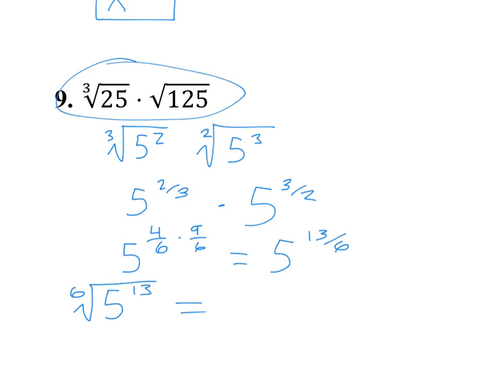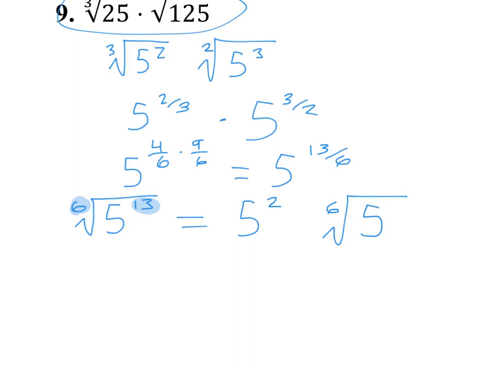And now we're going to divide. What is 13 divided by 6? That would be 2 with 1 left over. So 2 5s can come out, and 1 5 gets left over on the inside. And we could simplify one more step. 5 squared we know is 25. So this is 25 times the 6th root of 5.